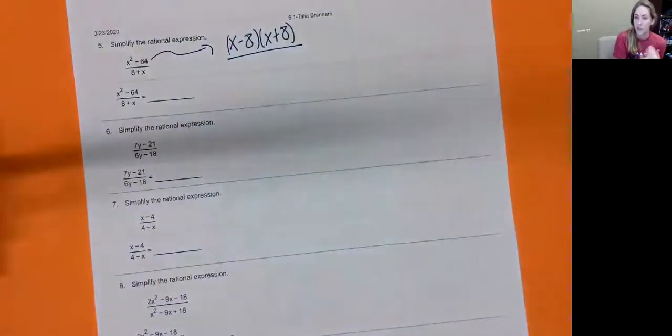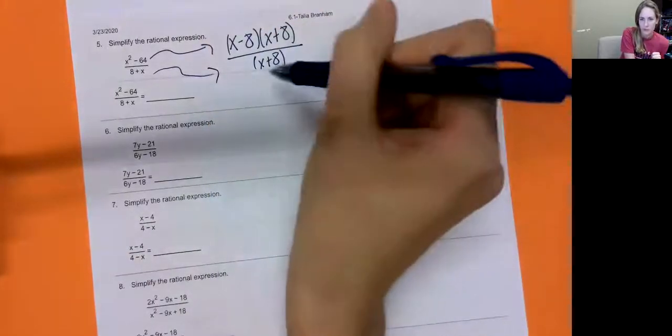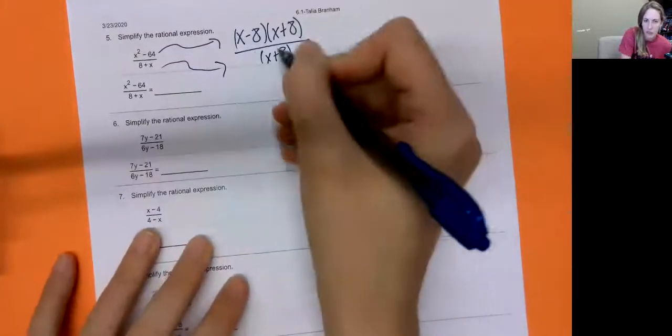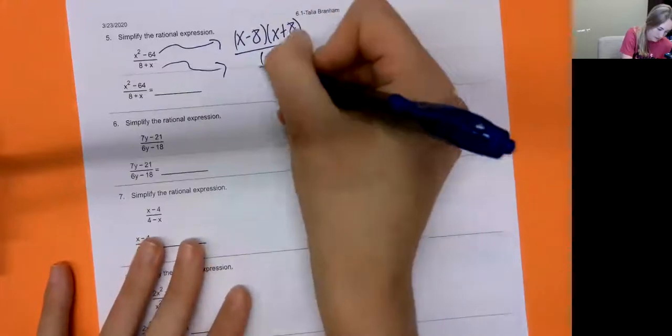And then this is 8 plus x. But since it's 8 plus x, I can go ahead and rearrange that because this is positive x and positive 8, to x plus 8. These are the same things. I didn't change anything. I factored both of these. The bottom one, though, I rearranged. Now, anything divided by itself is 1.